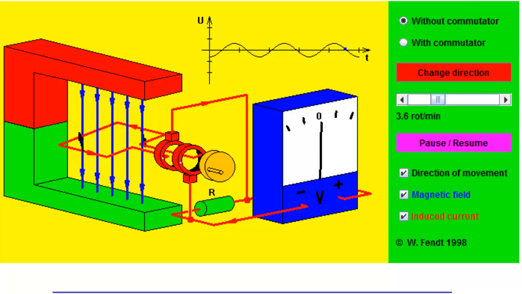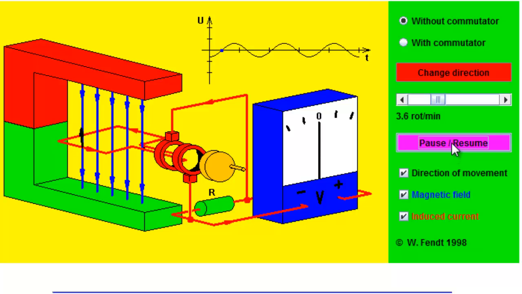Okay, here we have the nice Java applet by Mr. Fent. So, can I pause this? Pause, yes. Here we have the maximum flux which is linked by the coil. The EMF is equal to 0. And there's the EMF. This is the smallest value here.